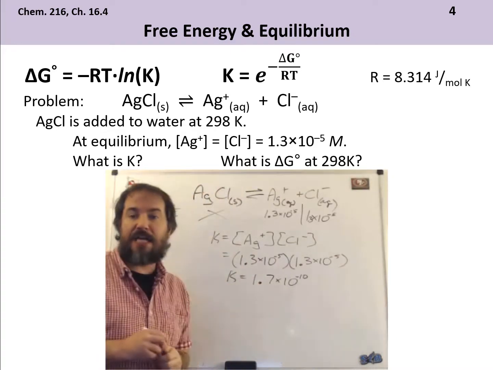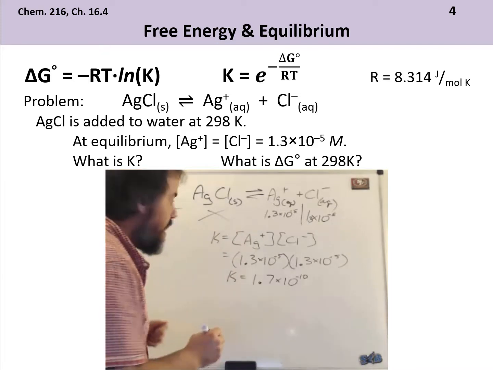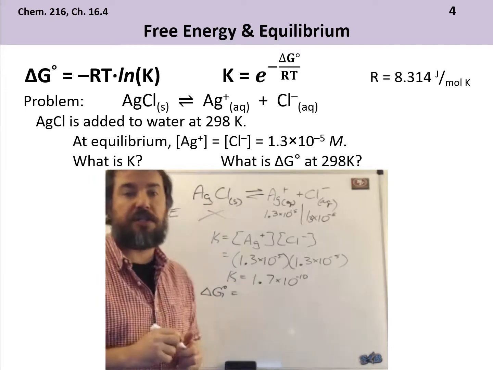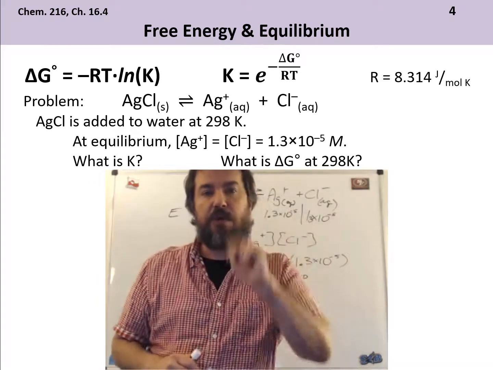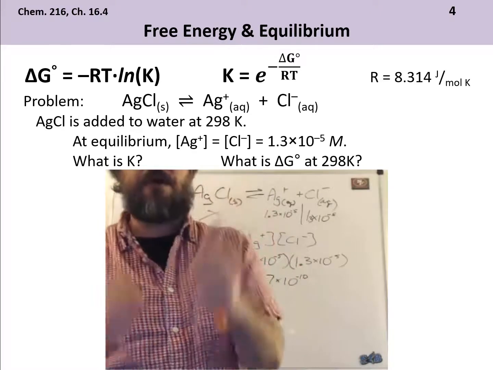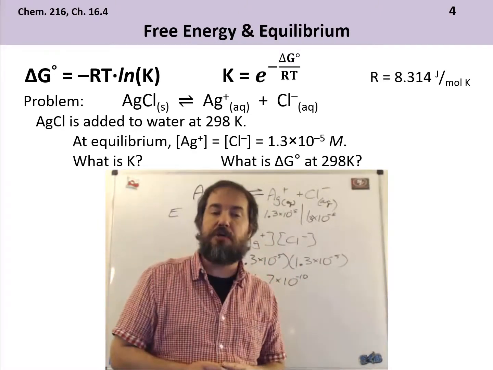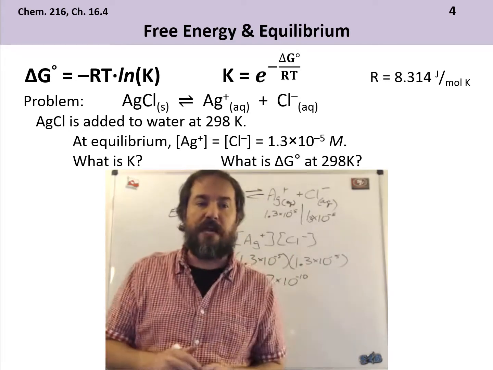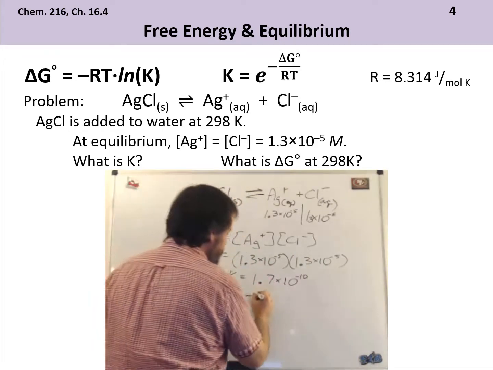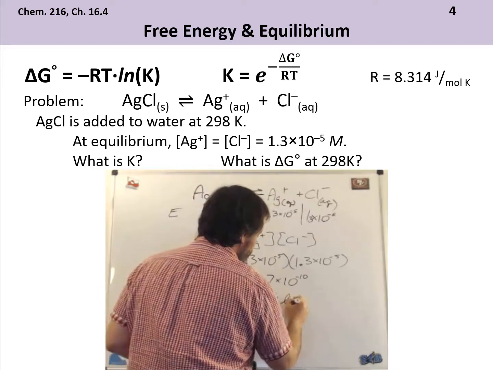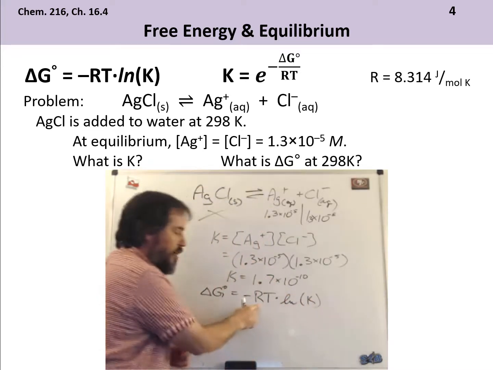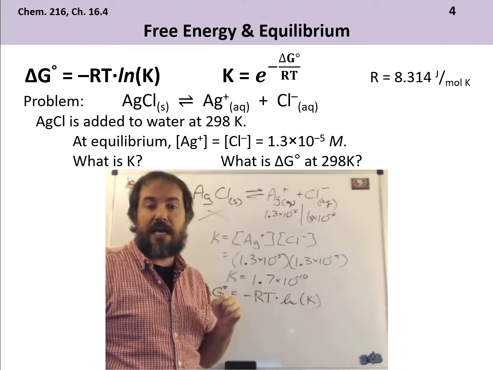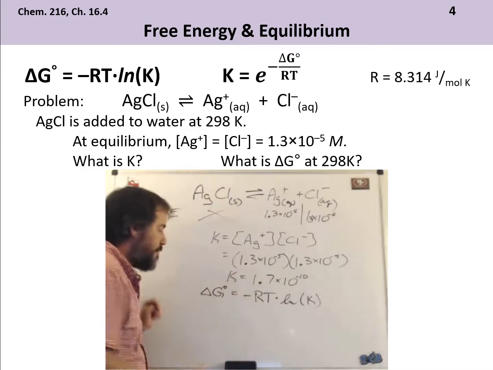All right, now that we have K, we can go ahead and figure out delta G naught. Notice I have two equations there. Both have K, both have delta G naught. Which one am I going to use? Well, they're actually the same equation, so I'm going to use the form that makes my life easier. I know R, it's on the screen. I know T, it's given to me, 298 K, and I just found K, so I can plug that in.